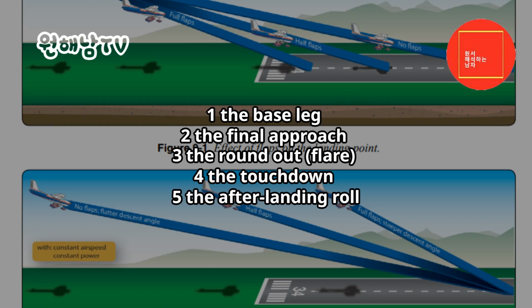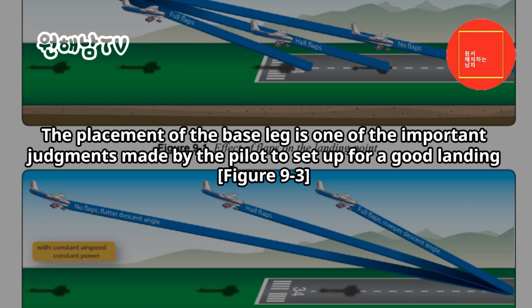1. The base leg. 2. The final approach. 3. The round-out flare. 4. The touchdown. 5. The after-landing roll. Base leg. The placement of the base leg is one of the important judgments made by the pilot to set up for a good landing.